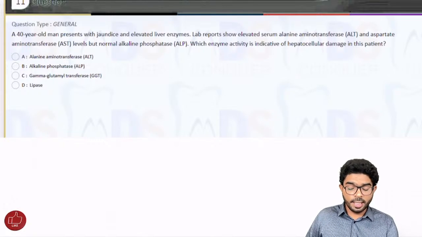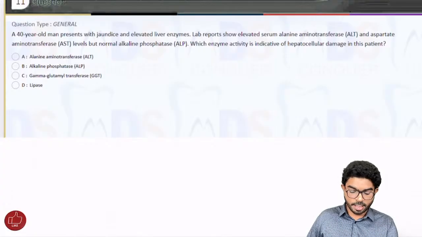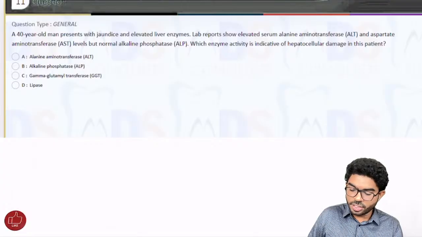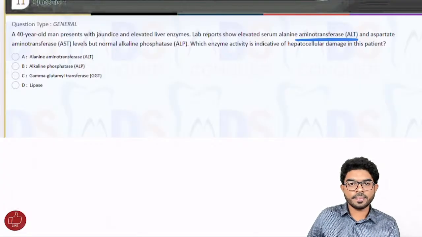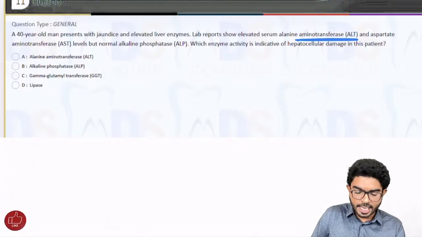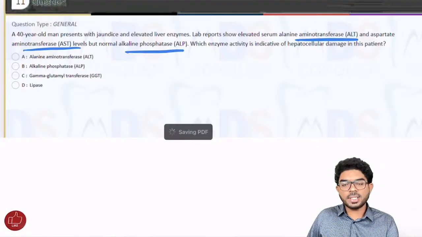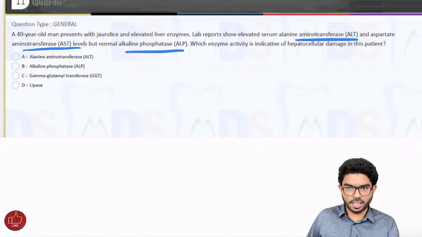Now the debate is whether to go with ALT or AST; that is the biggest thing here that you have to focus on. A 40-year-old male presented with jaundice and elevated liver enzymes. Laboratory investigation shows an elevation of both ALT as well as AST, but with a normal alkaline phosphatase. Which enzyme activity is associated with hepatocellular damage in this particular patient is the question.